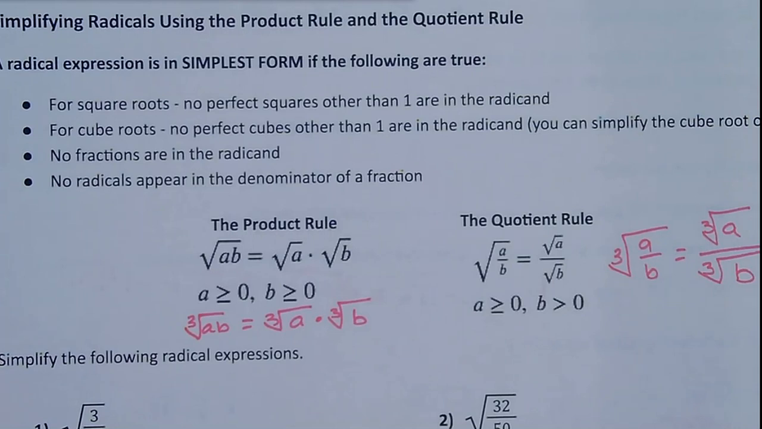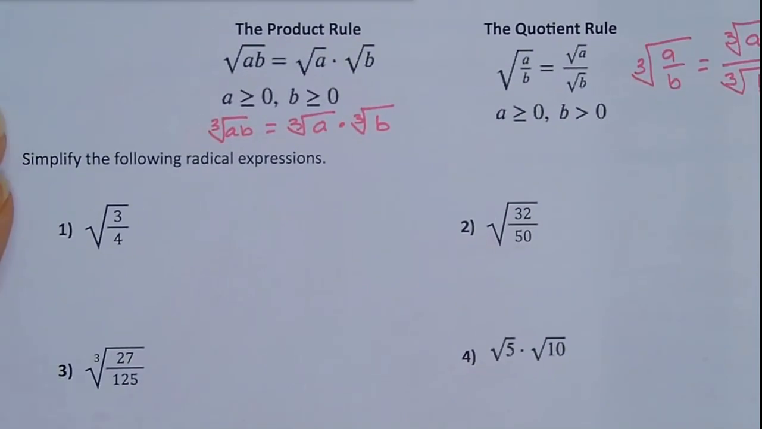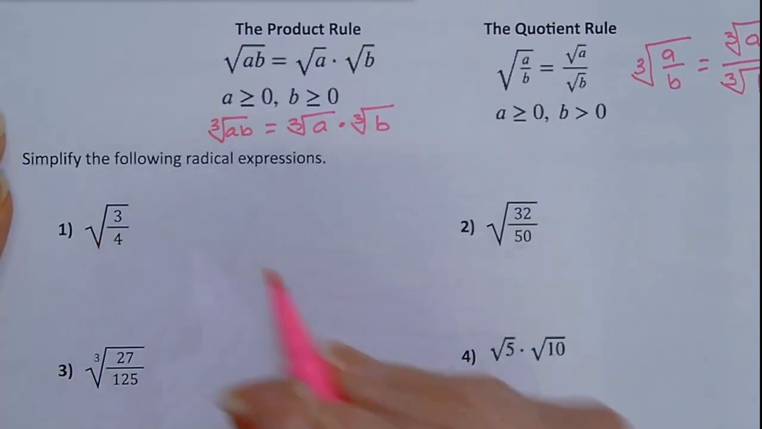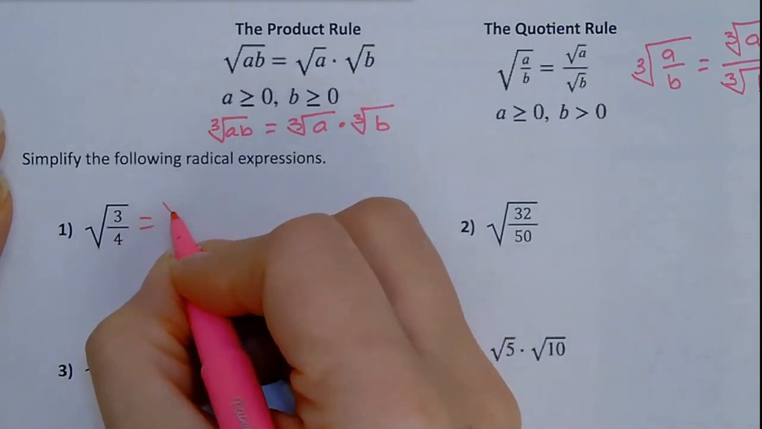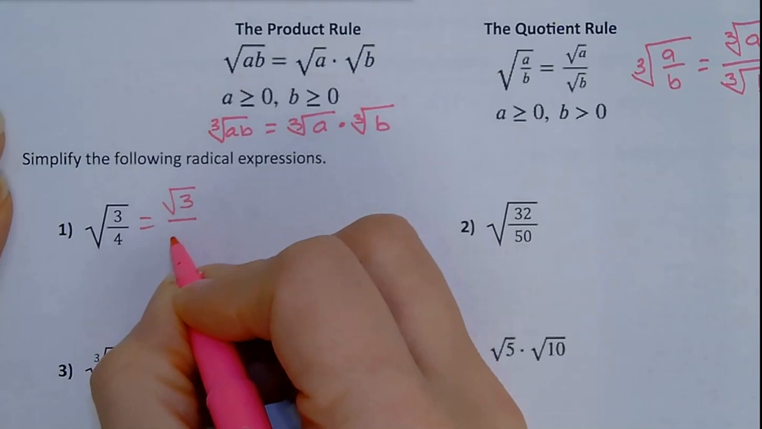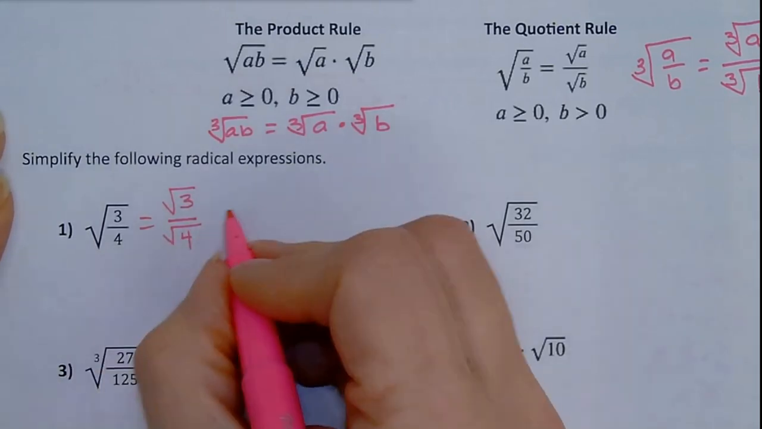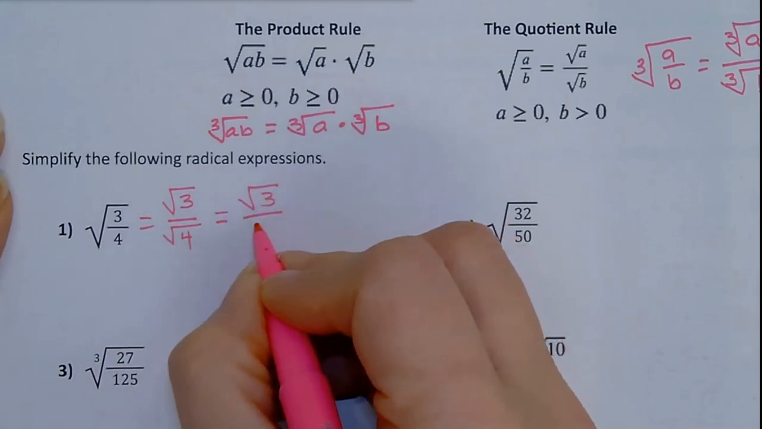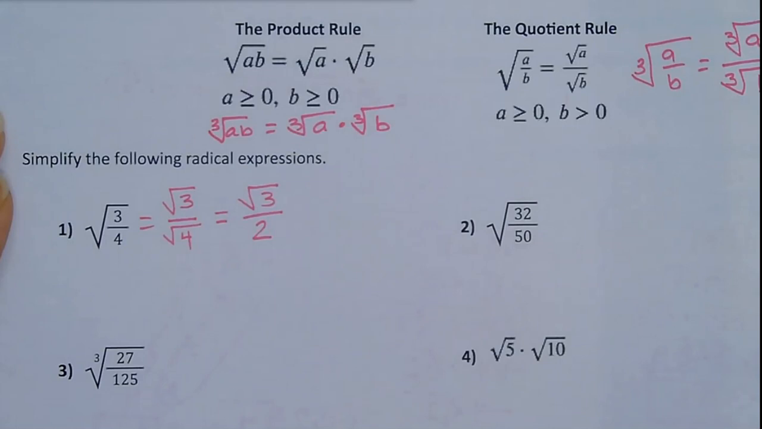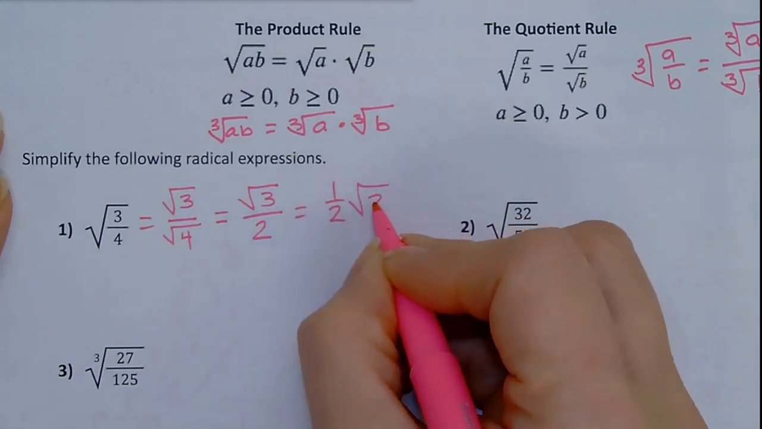All right, so let's start simplifying. I have here a fraction, the square root of 3/4. So I'm going to break this up so that I have the square root of 3 over the square root of 4. Well, that actually works in my favor because I know the square root of 4. So this is the square root of 3 over 2. I can also write that as 1/2 times the square root of 3. That's up to you.